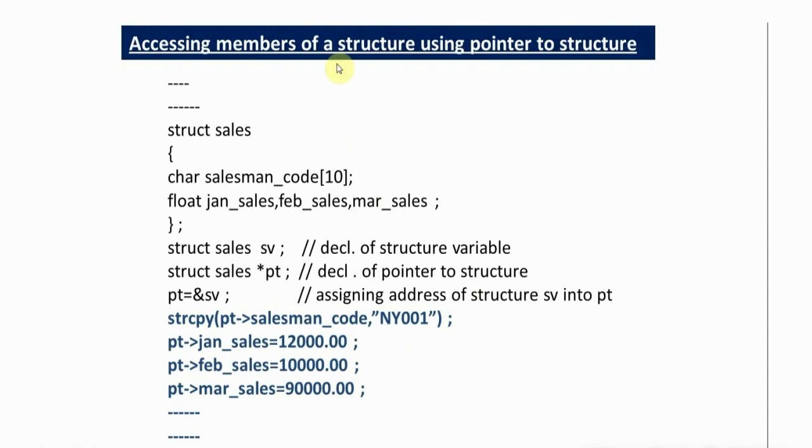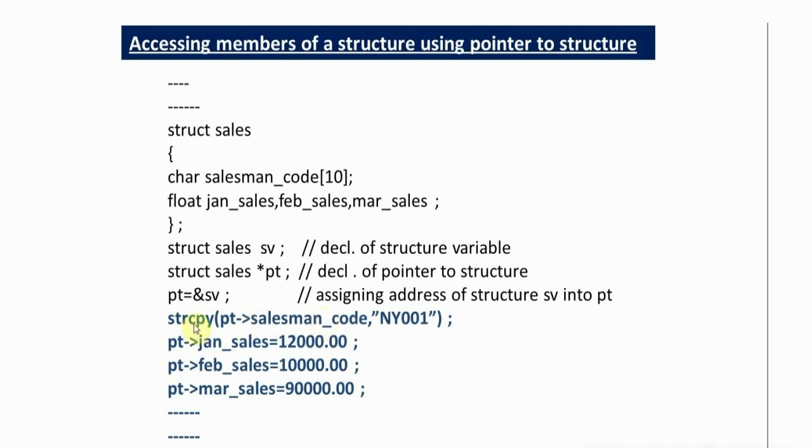Now we will learn how we access members of a structure using pointer to structure. We use the arrow operator in this case. This is the specification of the structure, and this code is the same as in the previous slide. Struct sales star pt, pt is equal to &sv. I am assigning the address of this structure variable sv into pt. Now concentrate on these four statements. I am trying to copy a value ny001 into this member salesman code.